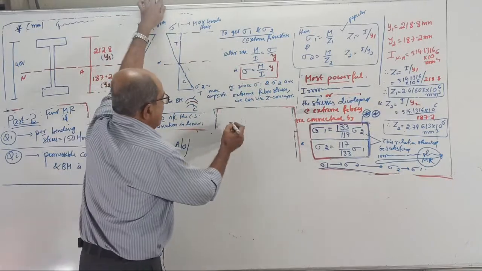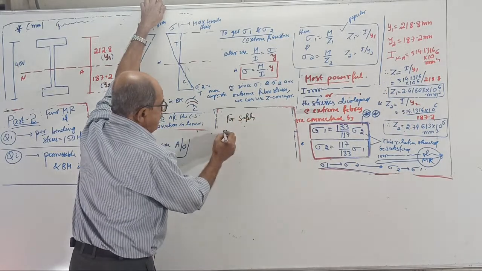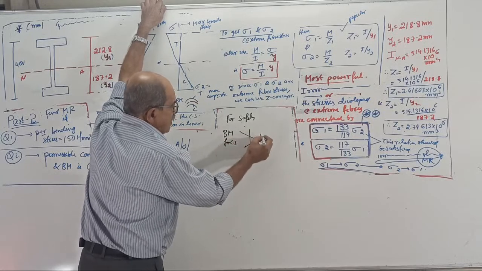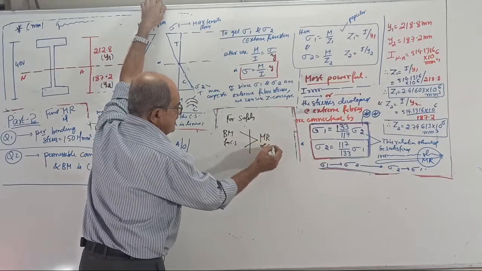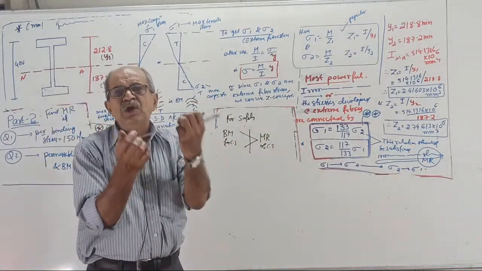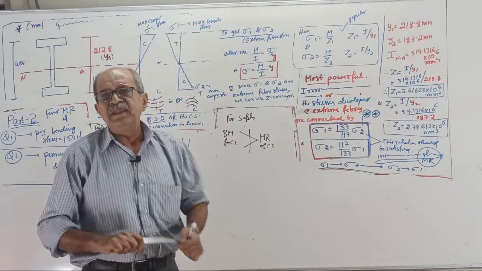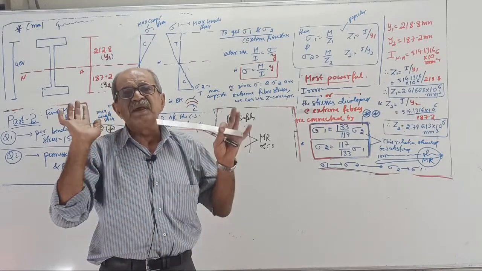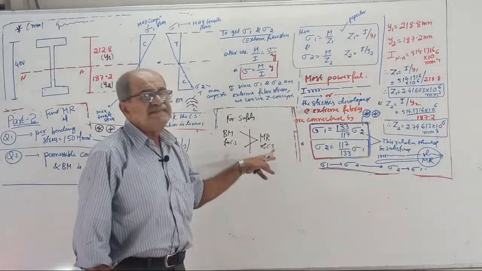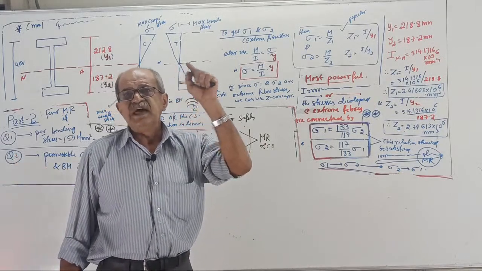So remember, for safety, what is the condition? The bending moment on the cross section should not exceed the moment of resistance of the cross section. Bending moment means how much bending moment you are applying. MR means how much bending moment the cross section can maximum resist. Beyond that it cannot resist. So if the bending moment exceeds MR, the section is not safe. That's all.